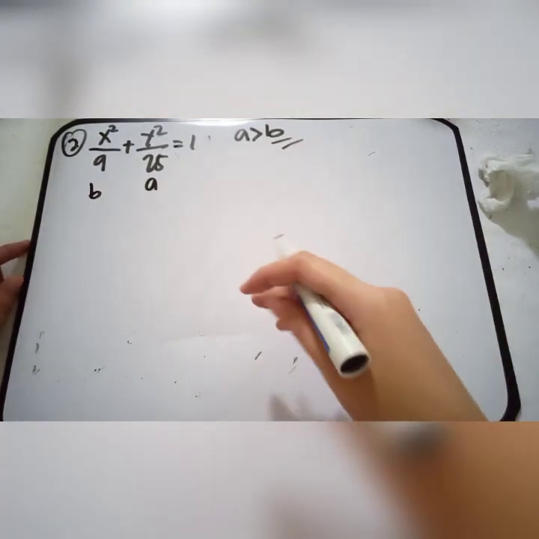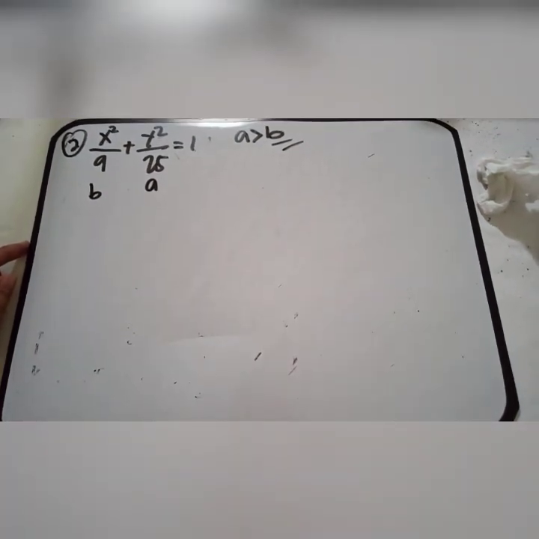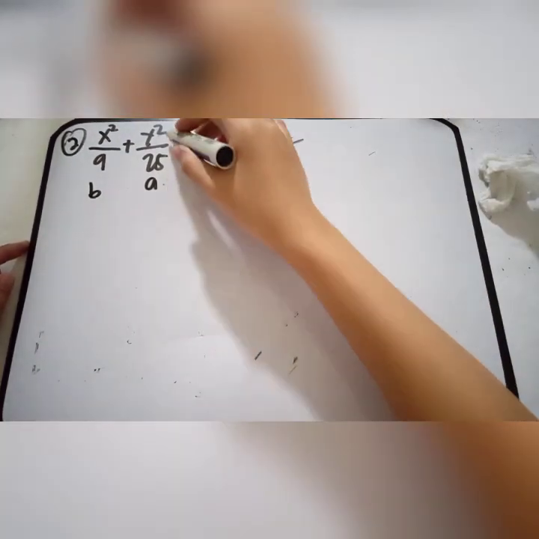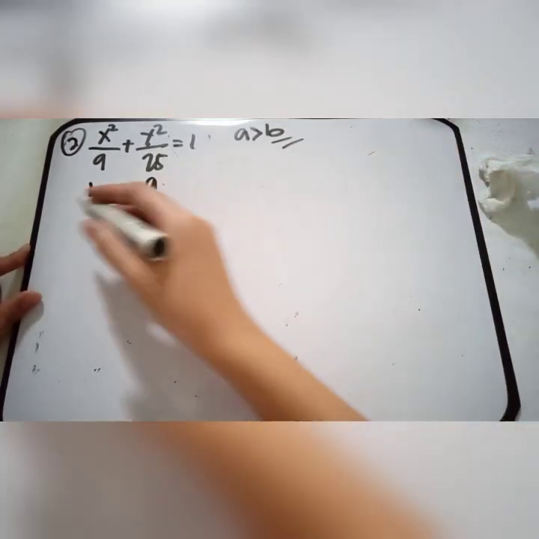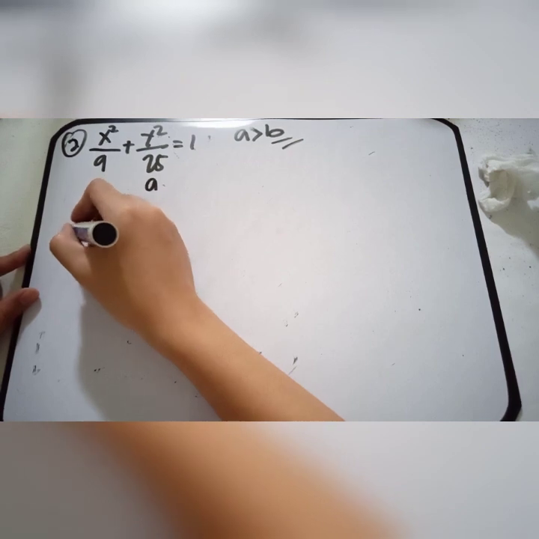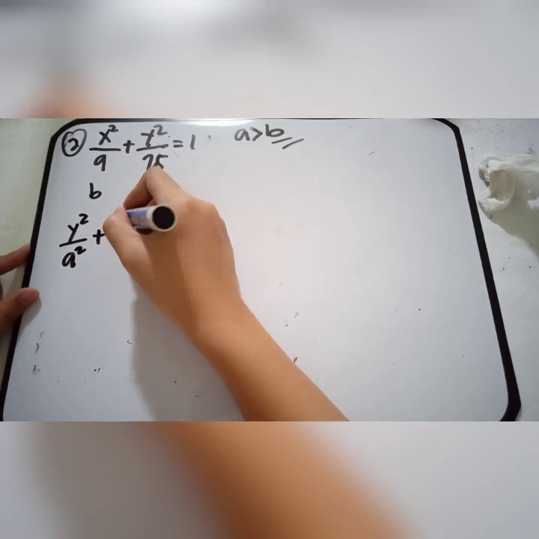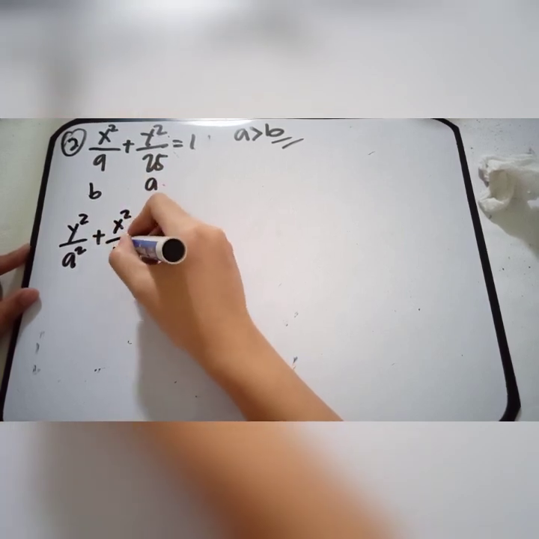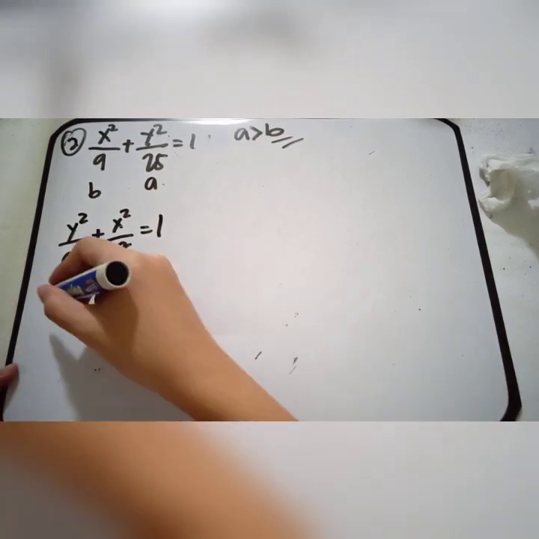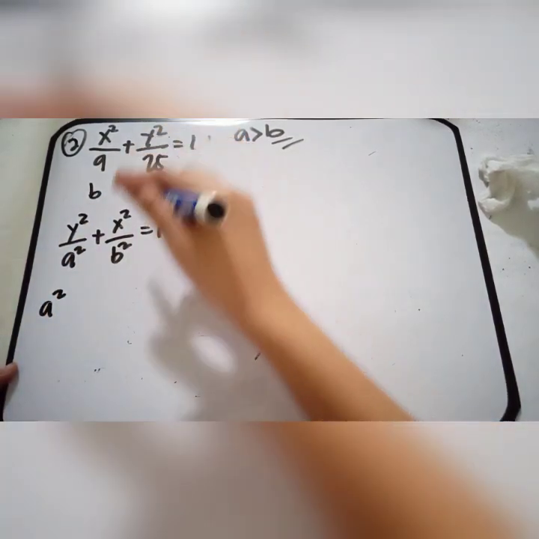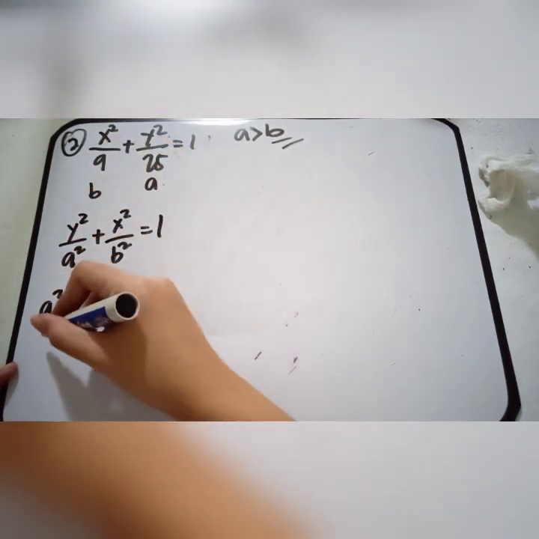Okay, so what formula or what types of axes we're going to have? So, ang kasama ni A si Y. So, ibig sabihin, it is major vertical axis. So, the formula or the equation is y squared over a squared plus x squared over b squared is equals to 1. Okay, substitute natin. What is the value of our a squared? It is 25. What is the value of our b squared?